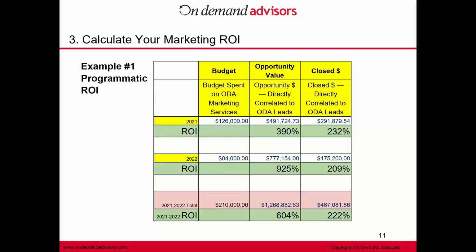There are three columns. One is the marketing spend for the programs. The second column is the opportunity value that's created. The third column is the closed dollars for revenue. From a row perspective, we're looking at 2021, we're looking at 2022, and then a roll up at the very bottom of 21 to 22. Pretty straightforward. Now, what I want to talk about are these percentages.